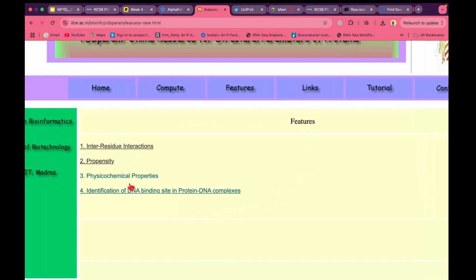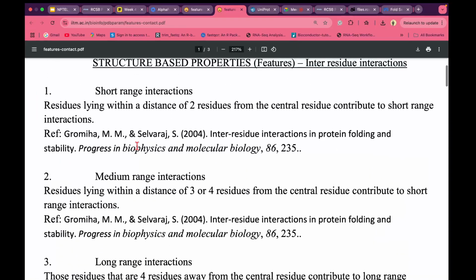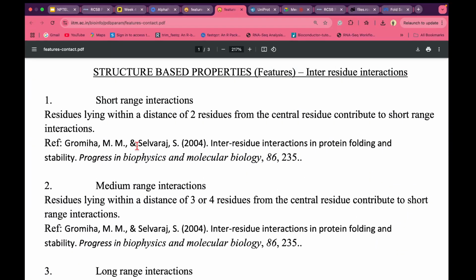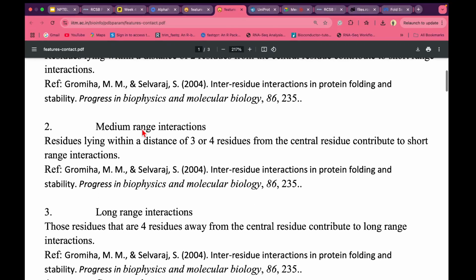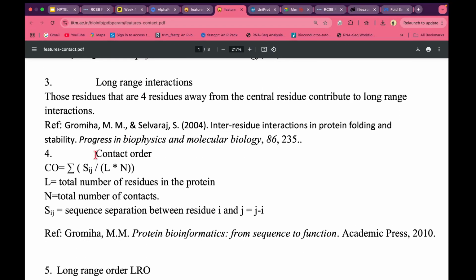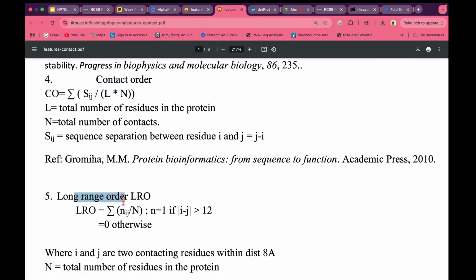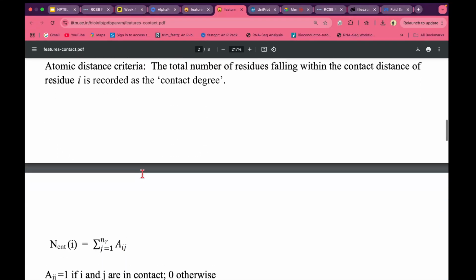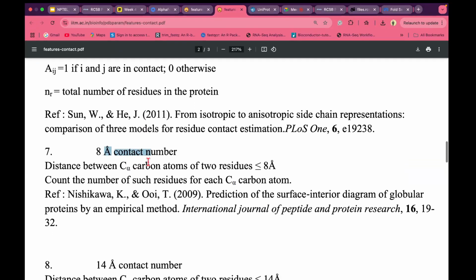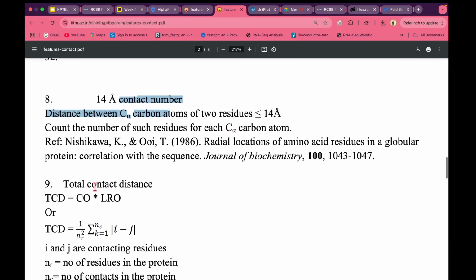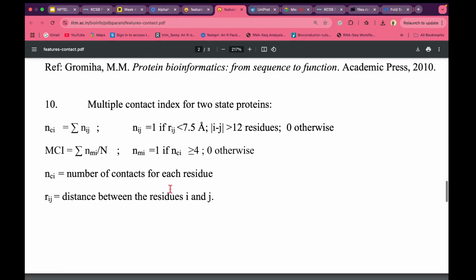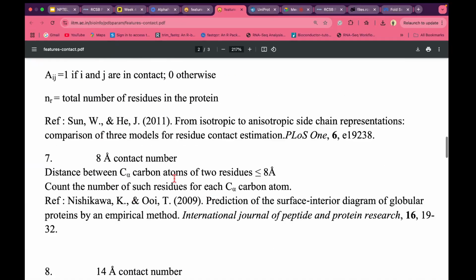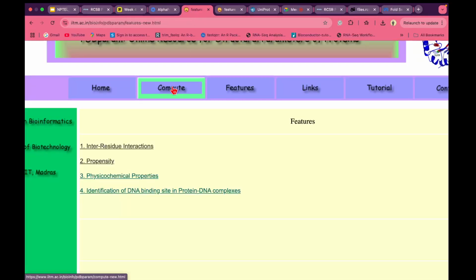So here we have features divided into inter-residue interactions, propensity, physicochemical properties and identification of DNA binding. So let's move on to inter-residue interactions. What are the different inter-residue interactions they provide? We have short range interactions, medium range interactions and long range interactions. Followed by that we have contact order, long range order, contact degree, 8 Angstrom contact number, 14 Angstrom contact number, total contact distance and multiple contact index. So, provided this information, let's try to use the tool.